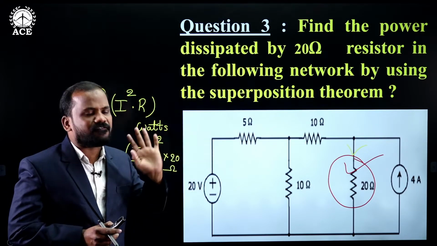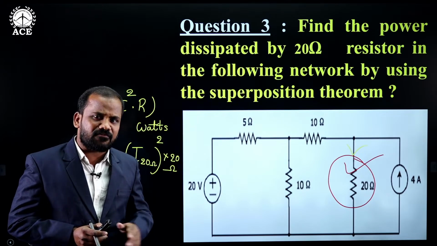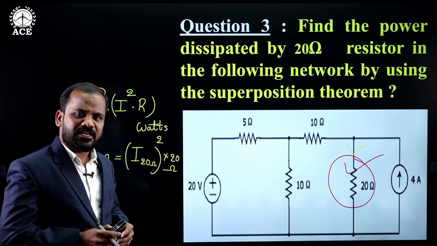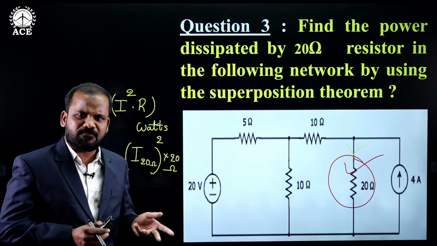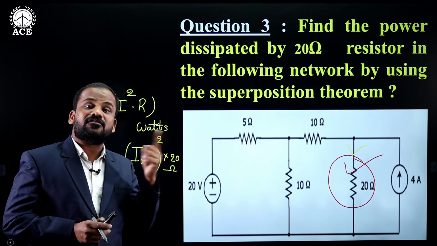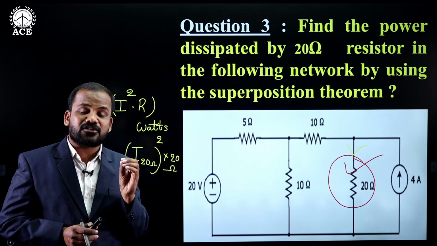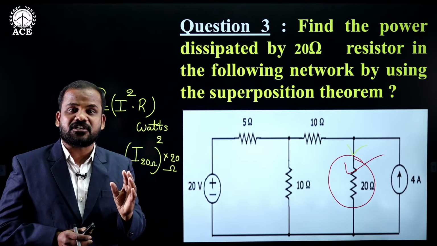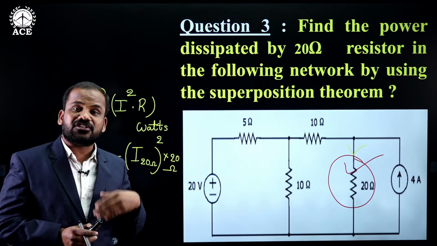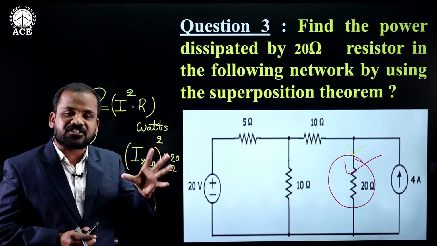For example, if one current source is acting alone in the given network, then what about the remaining current sources and what about the remaining voltage sources? Simple. When one current source is acting alone, then any other current sources in the network will act as an open circuit, and all voltage sources will act as a short circuit.